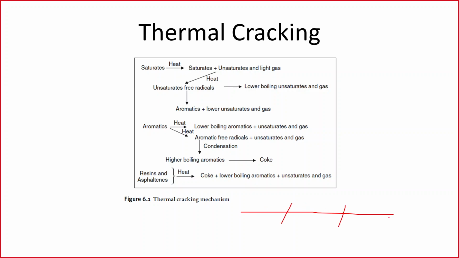It says thermal cracking, not catalytic cracking, simply because it doesn't use a catalyst. It only uses heat. So here we have heat. Saturate with heat, you get saturate, unsaturate and light gas. So you split the saturate into 3, for example: one piece is still a saturate, the other has a double bond in it, which is the unsaturate, and then the light gases. Maybe this one is a bit small, somewhere here. It's very small, so it becomes the light gases, this is the unsaturate, this is the heat, and this is the saturate. So this is what it means.